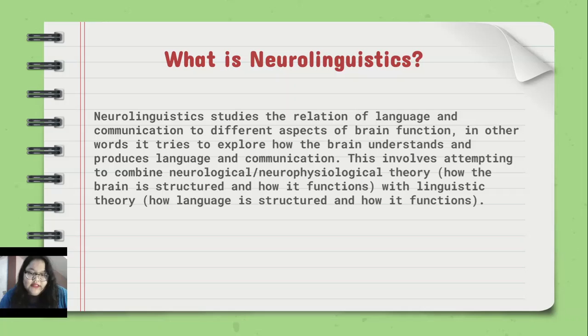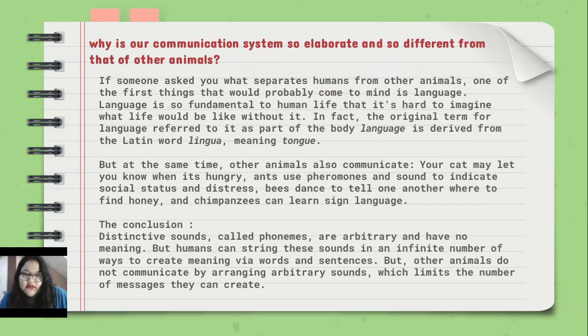This involves attempting to combine neurological or neuropsychological theory, how the brain is structured and how it functions, with linguistic theory, how language is structured and how it functions. Why is our communication system so elaborate and so different from that of other animals?